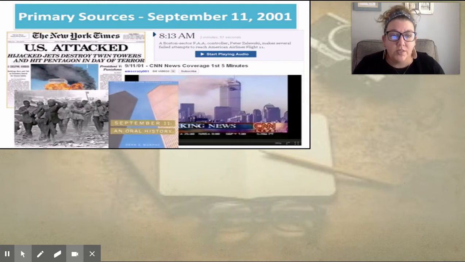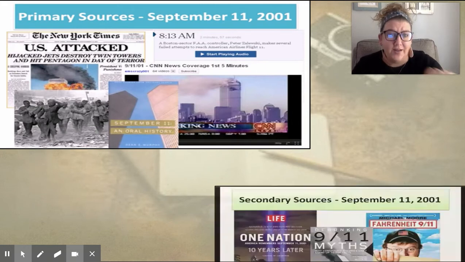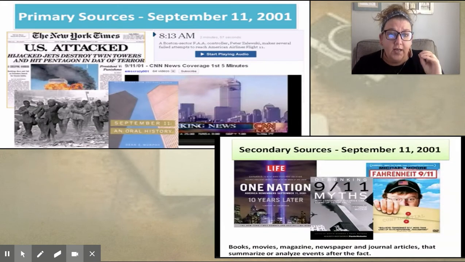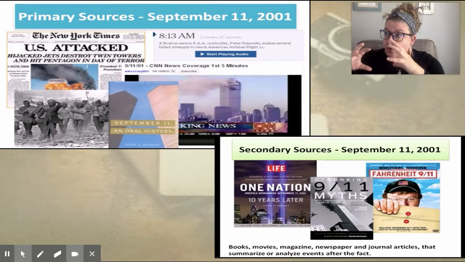But using sources like CNN, NBC, news stations that were broadcasting at the time of the attack helps you understand the validity of it. A secondary source, okay? Because a YouTube clip from the Today Show, which was streaming live on September 11th, that's a primary source.